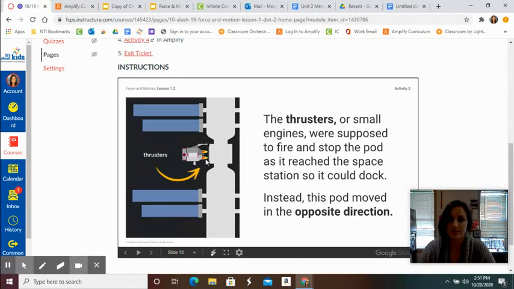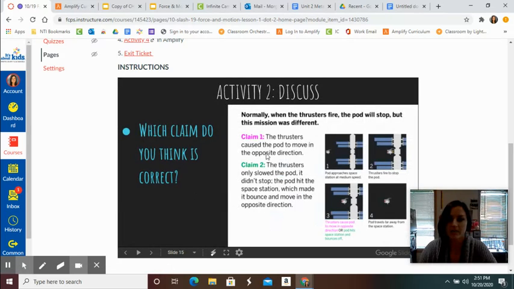And so the thrusters are these 2 guys right here, are engines, and they kind of fire and kind of help it slow down. And so we have these 2 claims that we discussed in class. These pictures show kind of what happened, and we know that our pod kind of is now traveling away from where we need it to. And so we discussed which claim we thought was more accurate or maybe just a stronger claim. So we had claim 1 that the thrusters caused the pod to move in the opposite direction. And then we had claim 2 that the thrusters only slowed down the pod, it didn't stop, and the pod hit the space station, which made it bounce and move in the opposite direction.